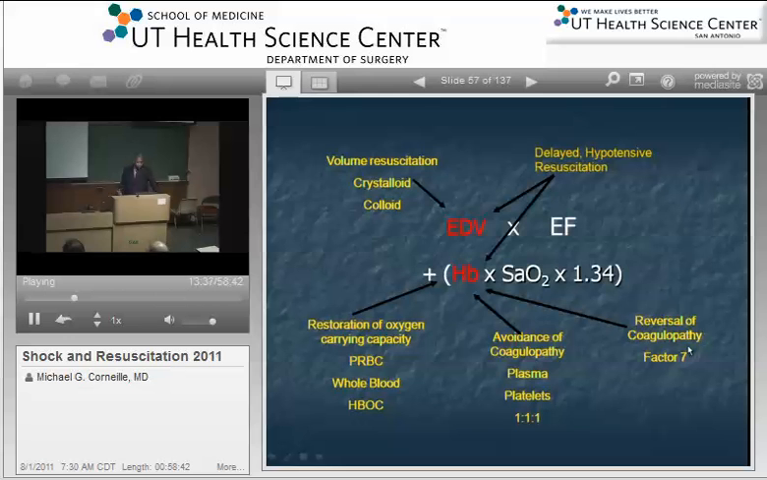Not enough time to discuss sepsis, et cetera. But in hemorrhagic shock, each of these strategies, they're not at all random. They are specifically trying to address the failure of oxygen delivery in the setting of hemorrhagic shock. And so the first thing I'm going to talk about is volume resuscitation, crystalloid versus colloid.